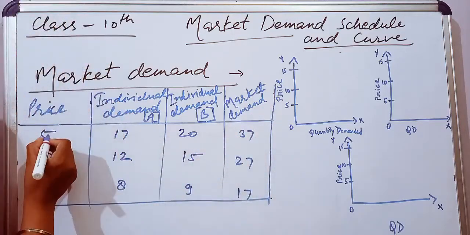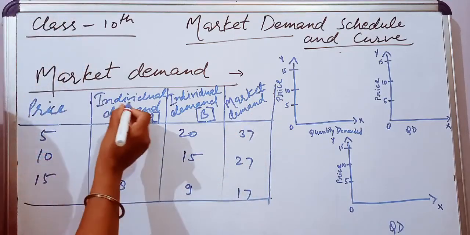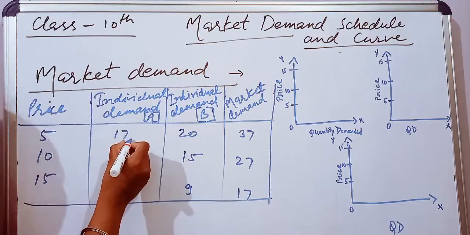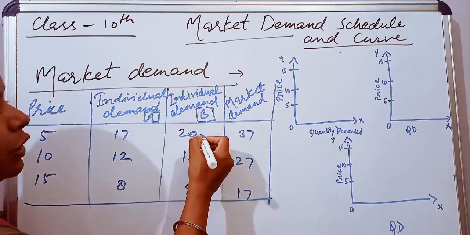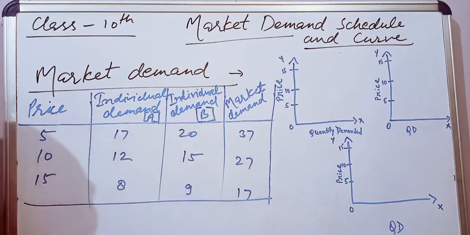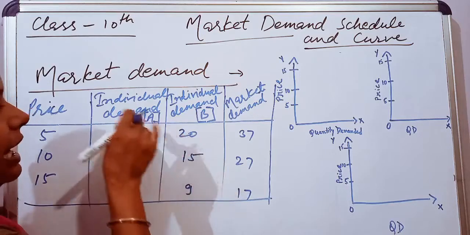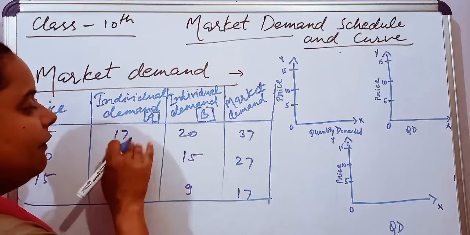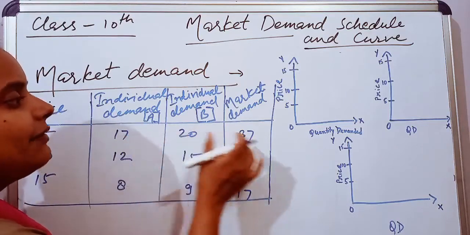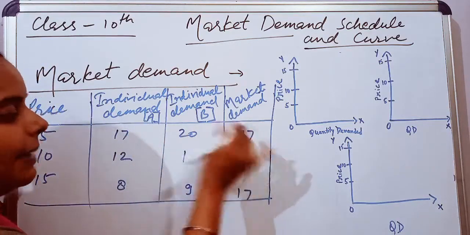First of all, you see the prices 5, 10, 15. Individual A is demanding 17, 12, 8, and individual B is demanding 20, 15, 9. Now see how we will get the market demand. When we add the demand of individual A and the demand of individual B together, we get the market demand.